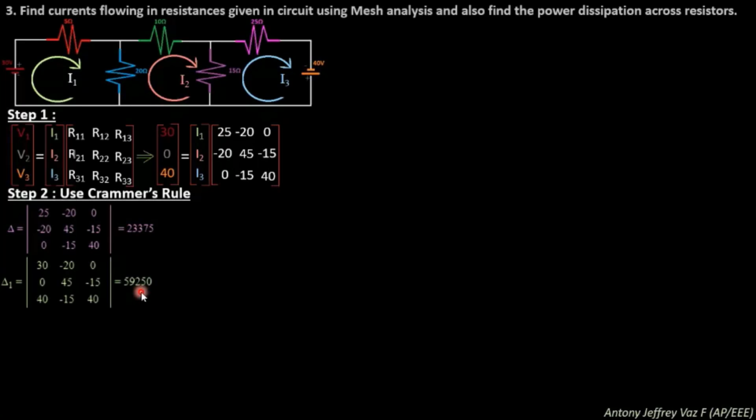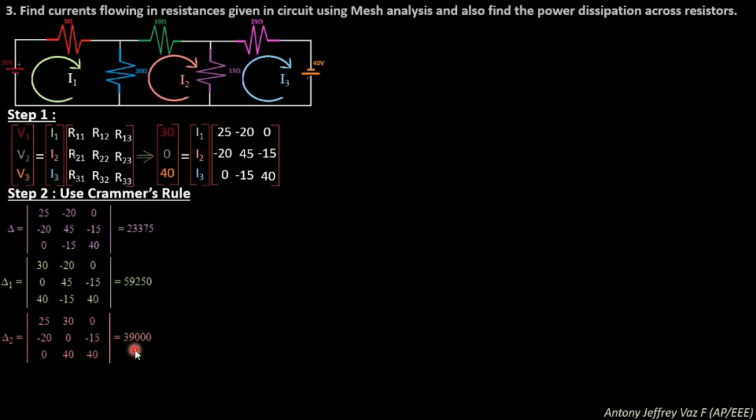59,250. Then find the determinant value for delta 2. For delta 2, what you need to do is remove the second column and substitute 30, 0, 40 in respect of minus 20, 45, minus 15. That is, delta 2 will be like this, which is 25, 30, 0, minus 20, 0, minus 15, 0, 40, 40. So the determinant of delta 2 will be 39,000.